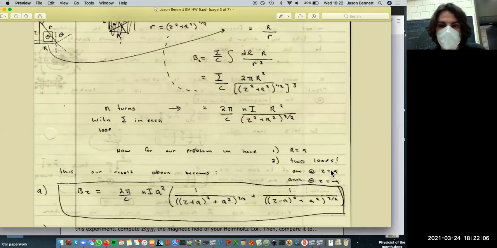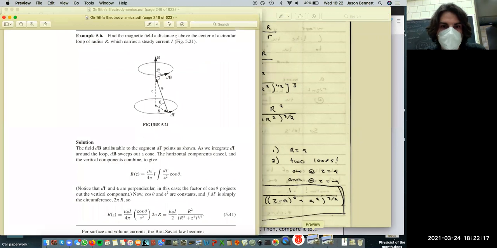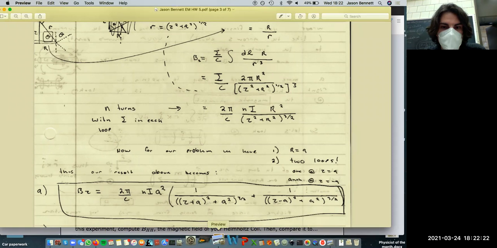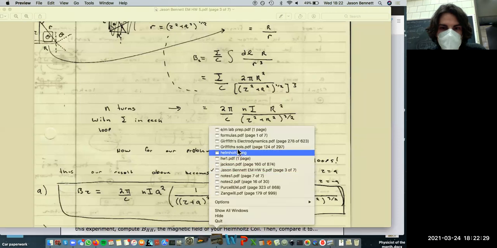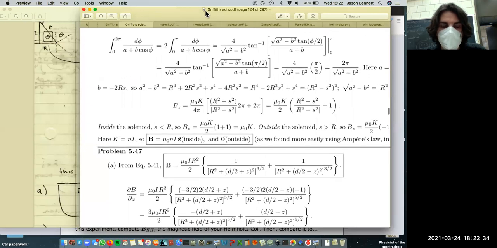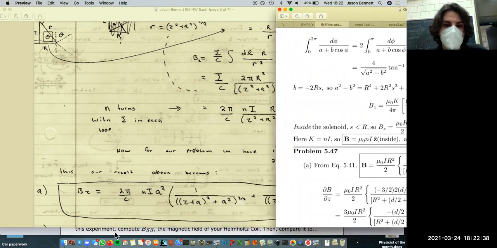And actually, now that I realize my answer is actually wrong, I should have an a over 2 and a negative a over 2. So let me show you the solution of an author, Griffiths, which is, where is it? Here it is.